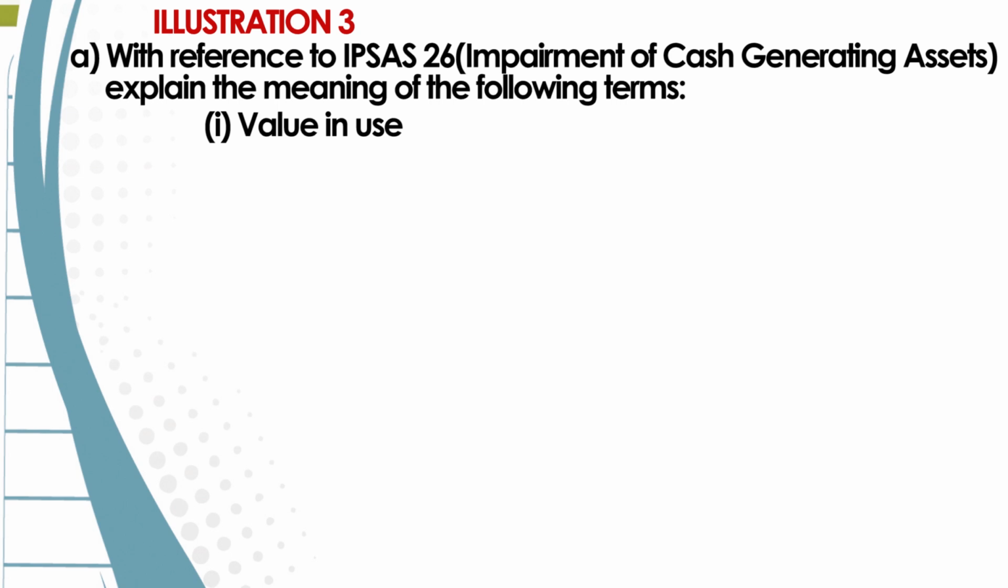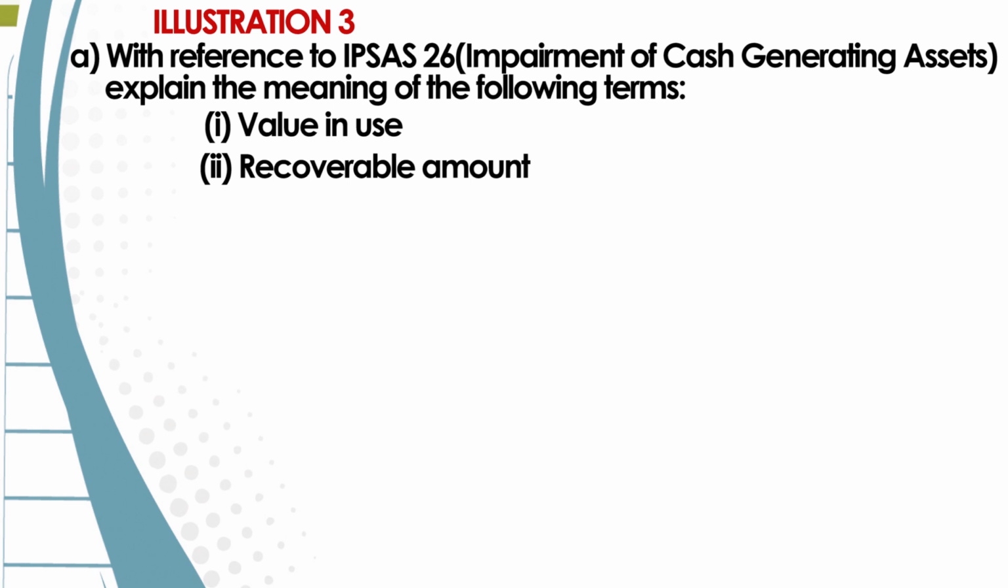The value in use, in very simple terms, is the present value of the expected cash flows to be generated from the continued use of the asset and also from its disposal. What about the recoverable amount? The recoverable amount is the higher of the cash generating asset's value in use, or number 2, fair value less cost to sell. That is how we define those particular terms.